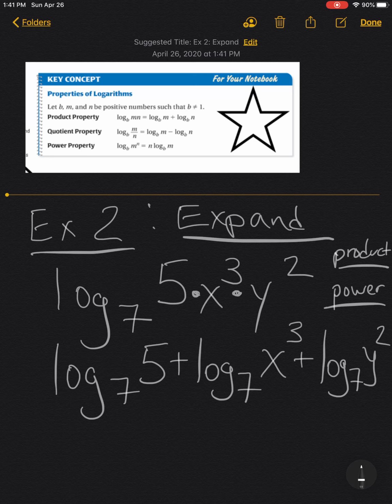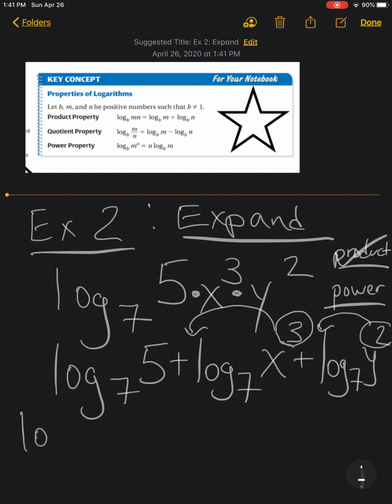We applied the product property. Now we're going to apply the power property. So let's look what it says, notice power property. It says all you got to do is bring the power to the front of the log. And keep in mind, not to the front of the whole problem, just to the front of each individual one we expanded. And then once you do that, you're done.